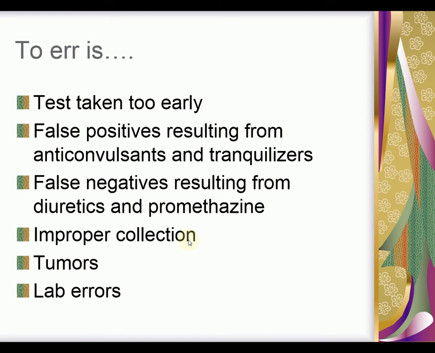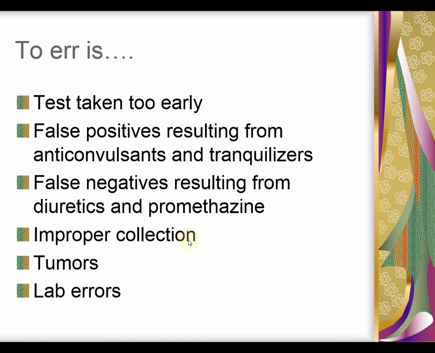Okay, so one way to make an error in your pregnancy test is if we take it too early. Urine in the first part of the day is going to be more accurate than urine that you take after you've been up for several hours. False positives may result from you taking anticonvulsants or tranquilizers. You may get some false negatives from your urine being too dilute when you're taking diuretics or promethazine. Maybe you didn't collect it right.